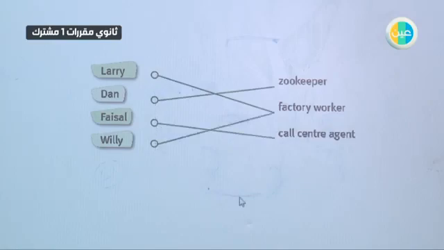So Larry, he worked in a factory. He was a factory worker. Dan, he was a zookeeper. Faisal, he was a call center agent. And Willie, he was like Larry in a factory as a factory worker.